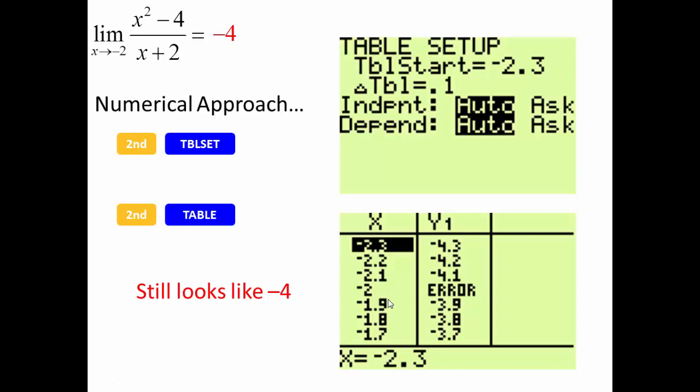If direct substitution doesn't work, graphs and tables are there to help you, but nothing beats the algebraic approach. When direct substitution doesn't work, the algebra approach should be your next step. Before you go to graphs and tables, try the algebra. And what I mean by algebra is let's try simplifying.